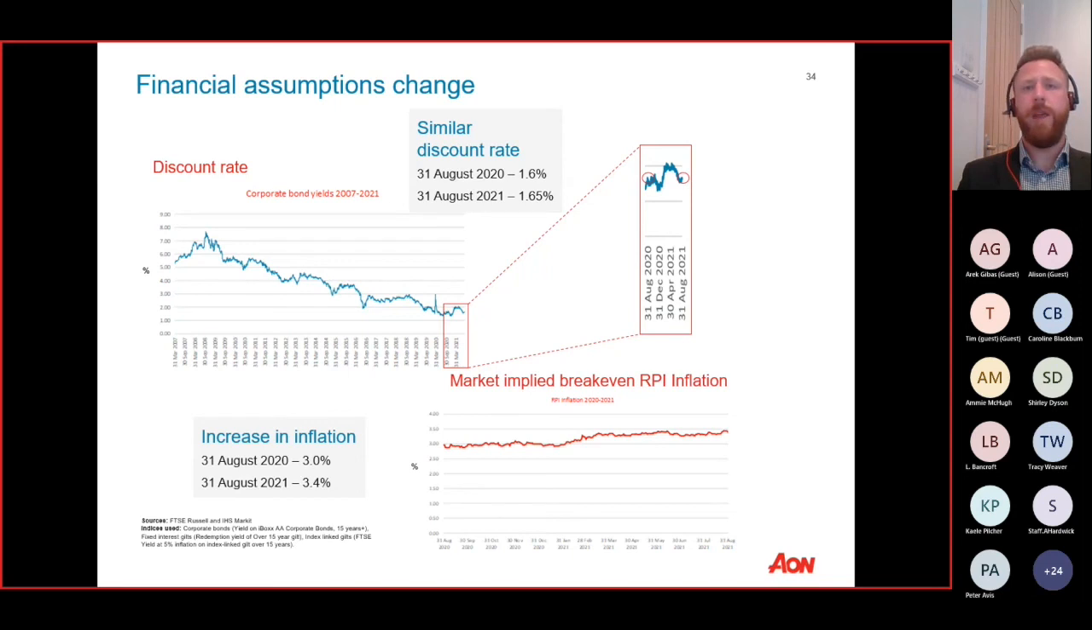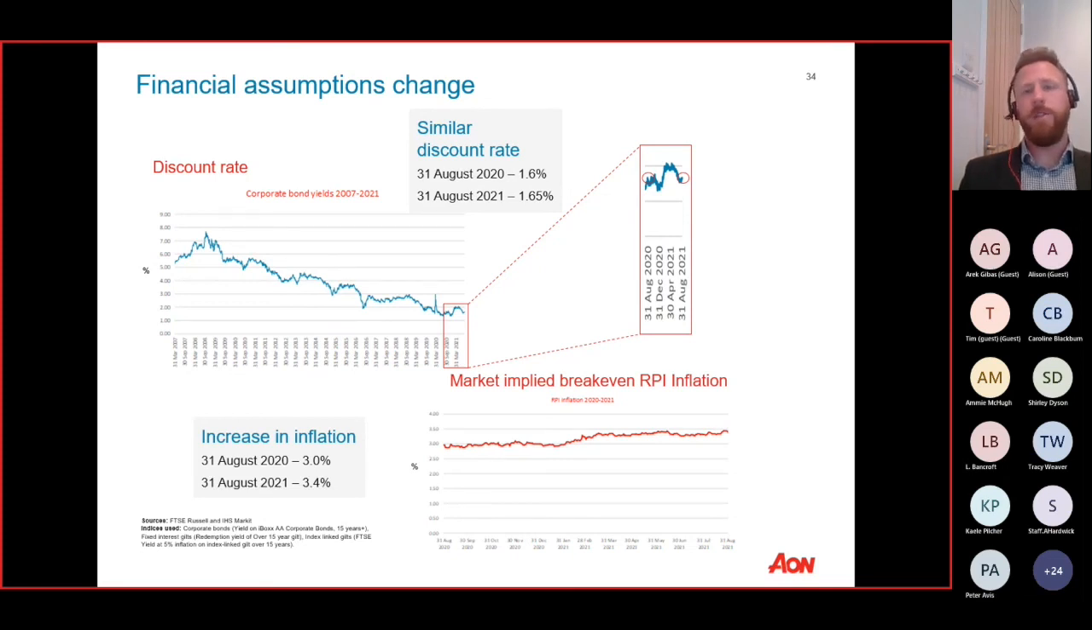Looking at inflation then, again, remember that drives the pension increase assumption. So again, I've produced a chart in the bottom right this time of the slide, this time just looking over the last year. And what that shows is that at 31st of August 2020, market implied break-even RPI inflation was about 3%, whereas by 31st of August 21, that had increased to around 3.4%. So an increase of around 0.4% based on market data.